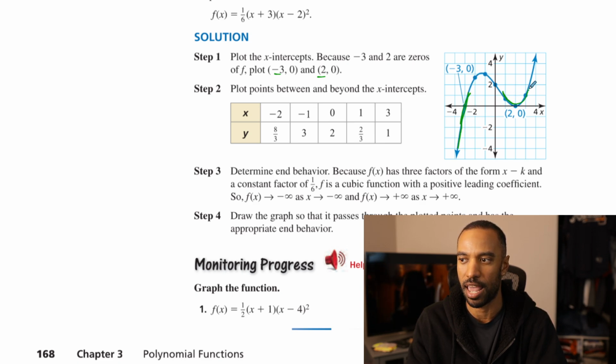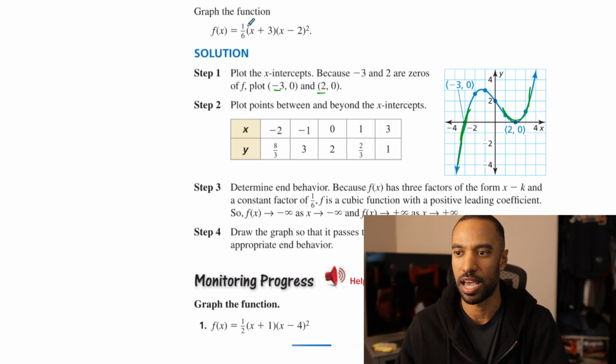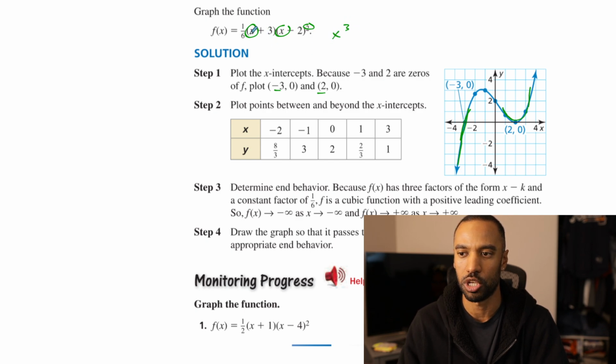We know we start from the bottom and end at the top because it's a cubic function. We know it's a cubic function because this is an x times an x squared. That makes it an x cubed cubic function. And then the 1/6 is a positive number, therefore that happens as well.